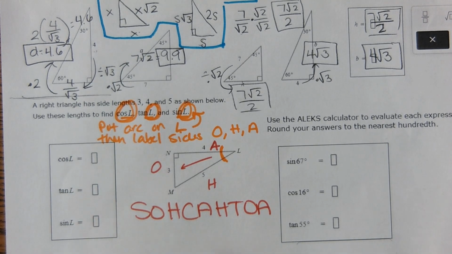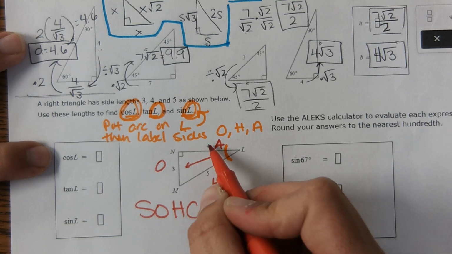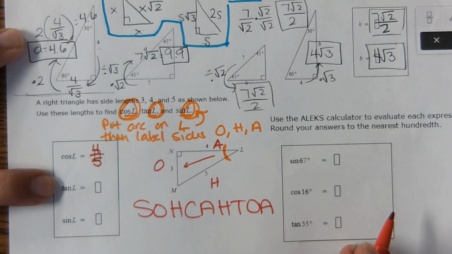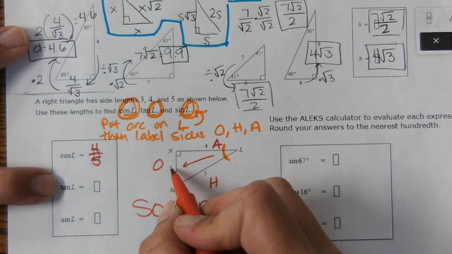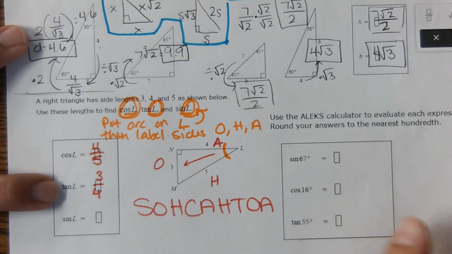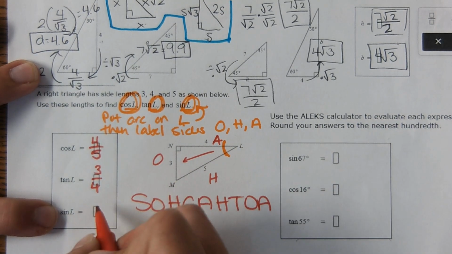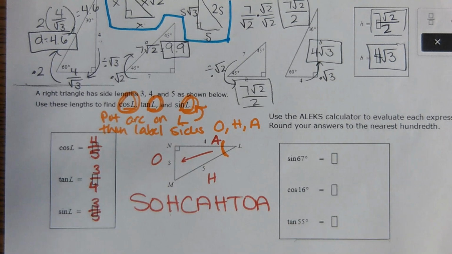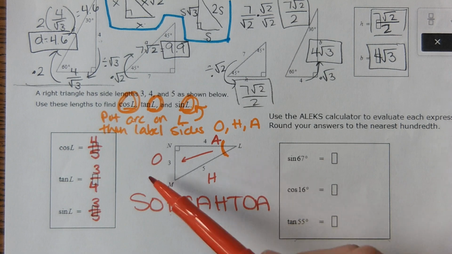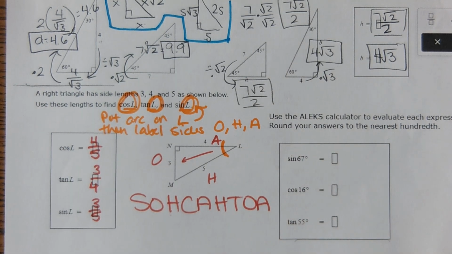Okay, and so now we need to make the ratio. So cosine is AH, so I'll put A over H, so that'd be 4 over 5. Tangent, OA, so that would be O over A, 3 over 4. And then sine is OH, O over H, so that would be 3 over 5. And that's all you have to do for that problem. So as long as you can identify the designated angle, label your sides, use SOHCAHTOA, you can make those ratios.